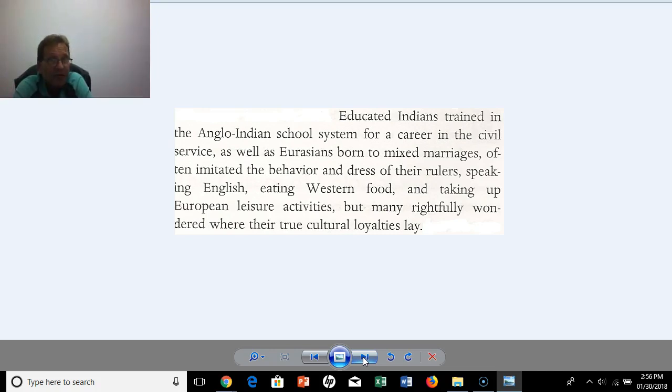And they also offered these educational benefits to Eurasians born to mixed marriages, and they often imitated the behavior and dress of their rulers, speaking English, eating Western food, and taking up European leisure activities like lawn tennis or playing golf or cricket. Cricket ends up becoming a very, very popular sport to this day in India. But many rightfully wondered where their true cultural loyalties then lay.